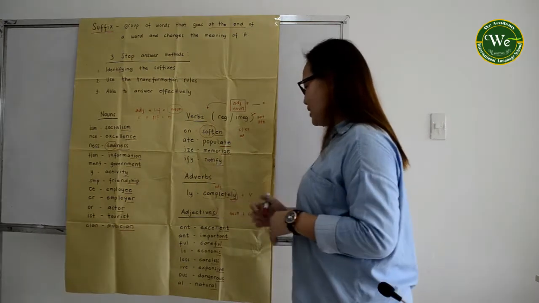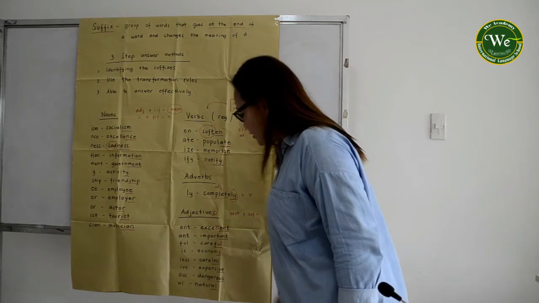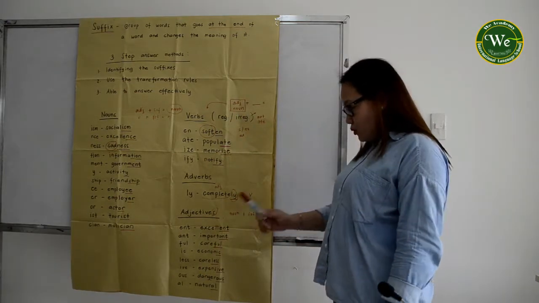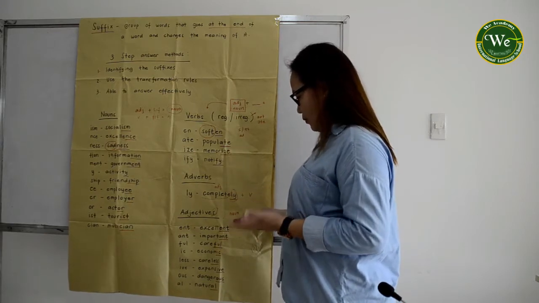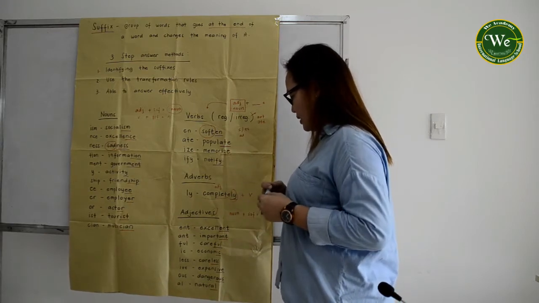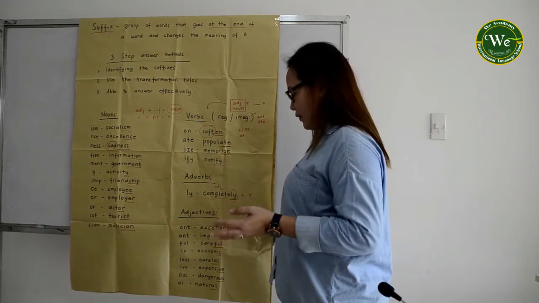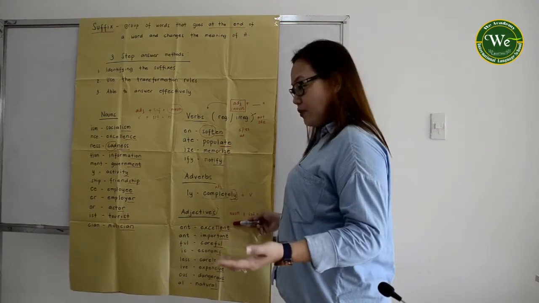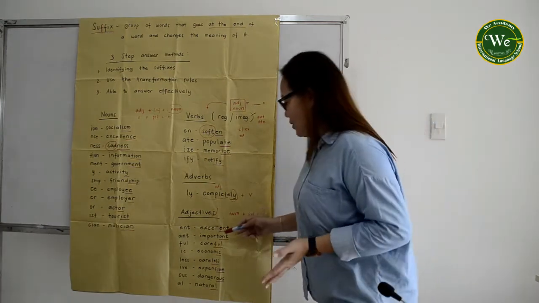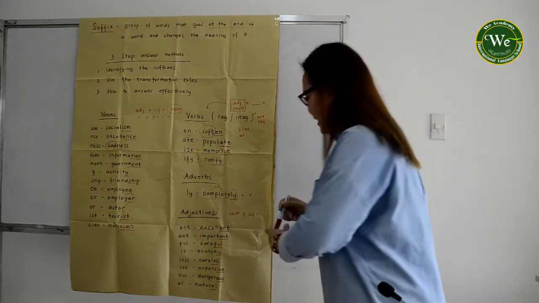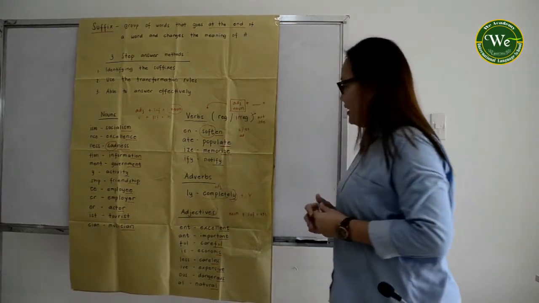So let's now proceed with adjectives. As you can see here, here are the lists of suffixes used to transform certain words into adjectives. Just like for this case here, excellent, which of course came from the noun excellence. Added with ent, it becomes an adjective.